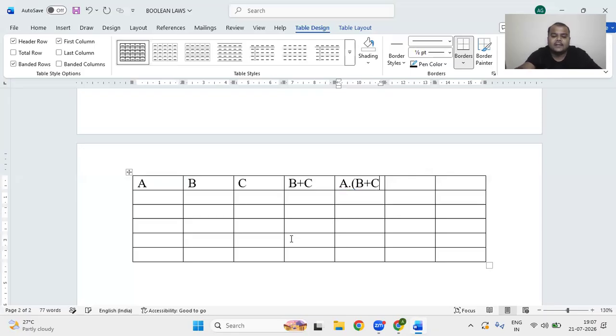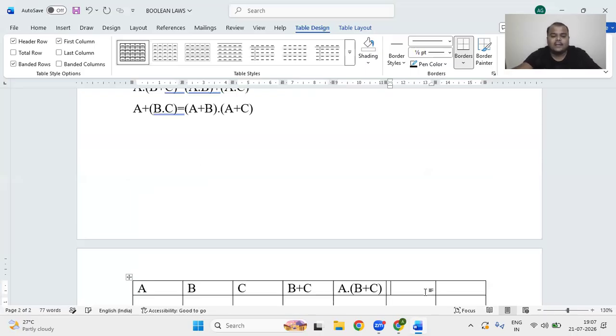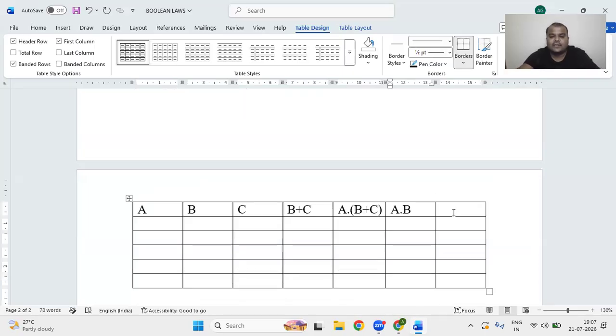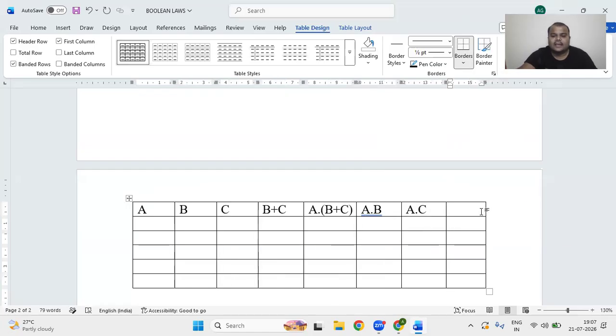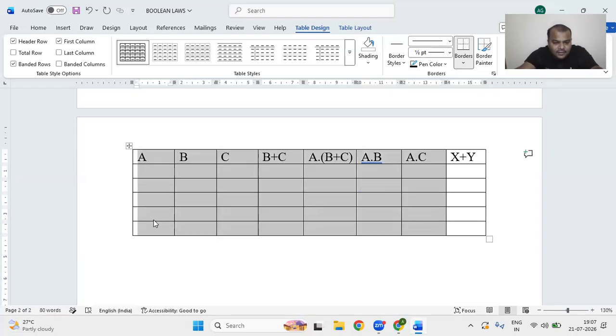Now we can go to the right side: A into B plus A into C. I can write another input, right? Insert a row into the right. Again, you want to add this one. I can take x and y, meaning x plus y. That is the right-hand side. Now I can write 3, 4, 5.